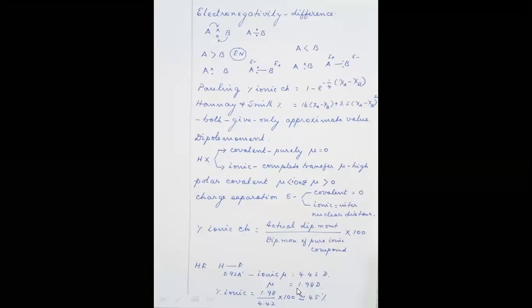And when you measure the dipole moment experimentally, you are getting around 1.98 D. So if the hydrogen fluoride molecule were purely ionic, the dipole moment would be 4.42 D. If it is purely covalent, it will be 0. Now it is 1.98, somewhere in between. So the bond between hydrogen and fluorine possesses 45% ionic character and 55% covalent character. So this is how the percentage of ionic character is calculated using the dipole moment values.